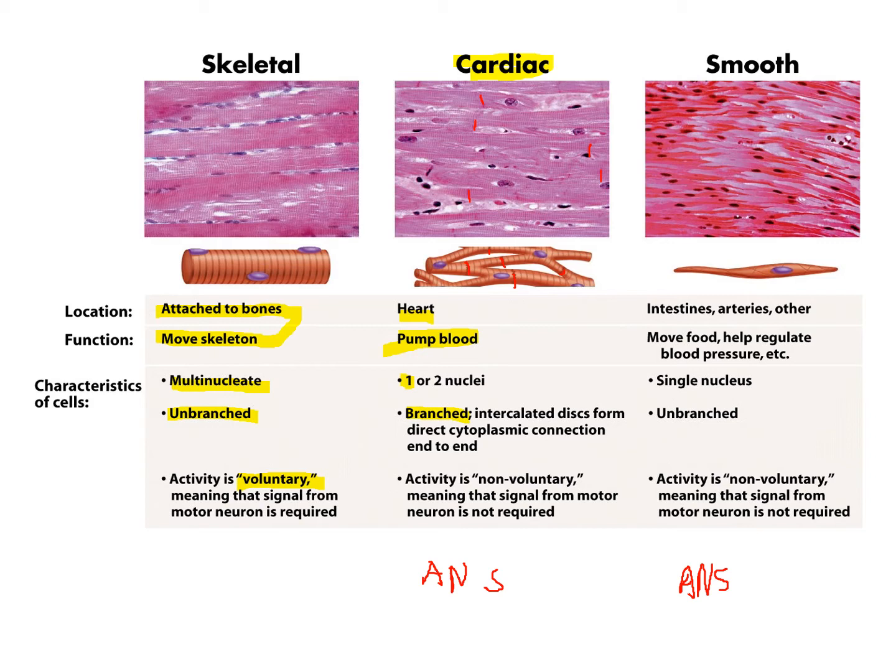Okay, in terms of smooth muscle, the tissue is uninucleated. It has a single nucleus, uninucleated cells that are unbranched. They're reasonably long, nowhere near like skeletal muscle fibers, but reasonably elongated cells. They are activated by a non-voluntary system. The autonomic nervous system signals them. There are no obvious striations on them.